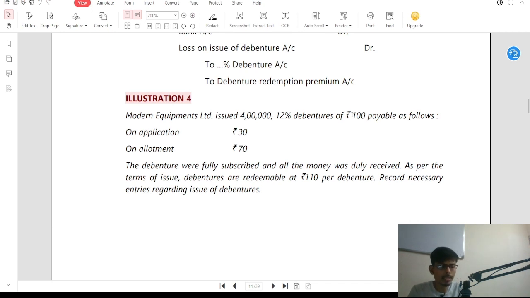It's quite easy, guys. See, Modern Equipment Limited issued 4 lakh 12% debentures of rupees 100 payable as follows. It's clear. On application 30, on allotment 70. Okay, on application is 30 and on allotment is 70. The debentures are fully subscribed and all the money was duly received. And we have received all the money. As per the terms of issue, debentures are redeemable at 110 per debenture. Record necessary entries regarding the issue of debentures.